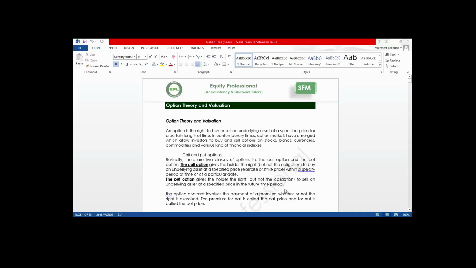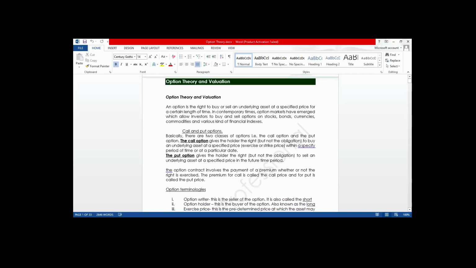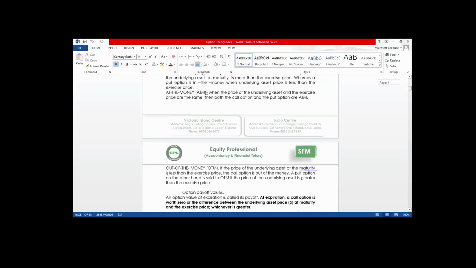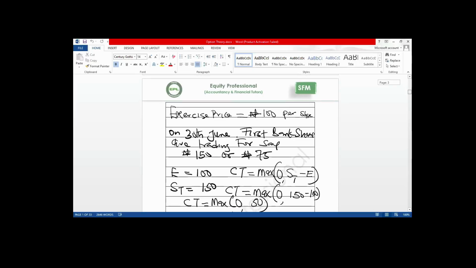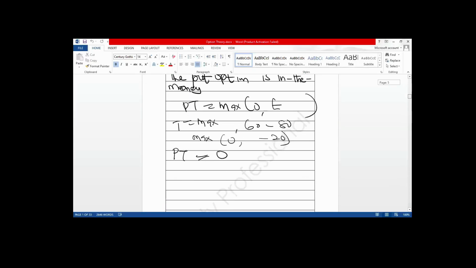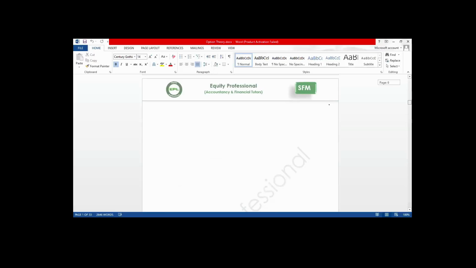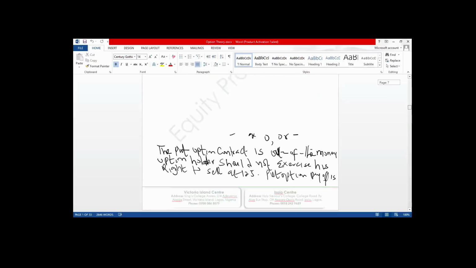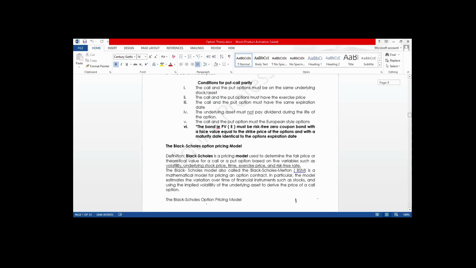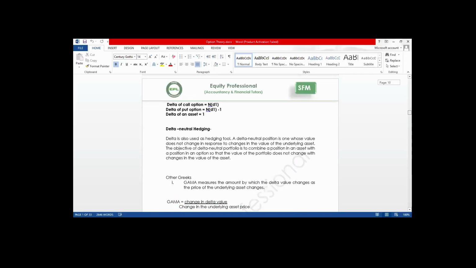For your exam, I can recommend Black Scholes option pricing model, a mathematical model that can be used to calculate the price of a call option or the price of a put option.